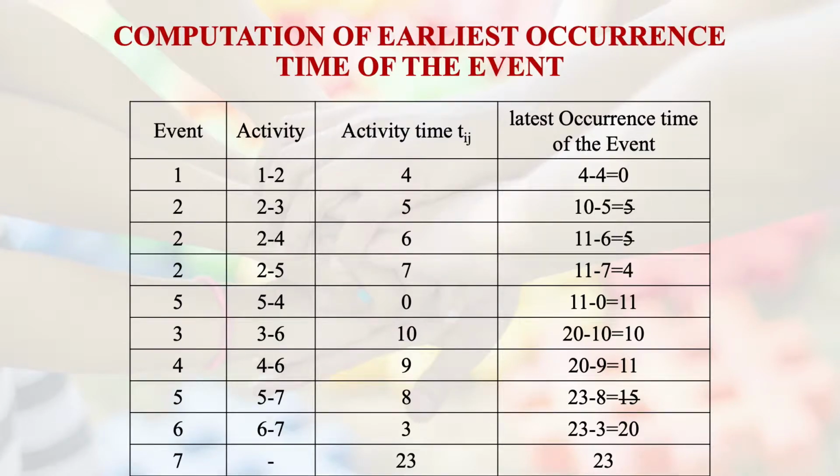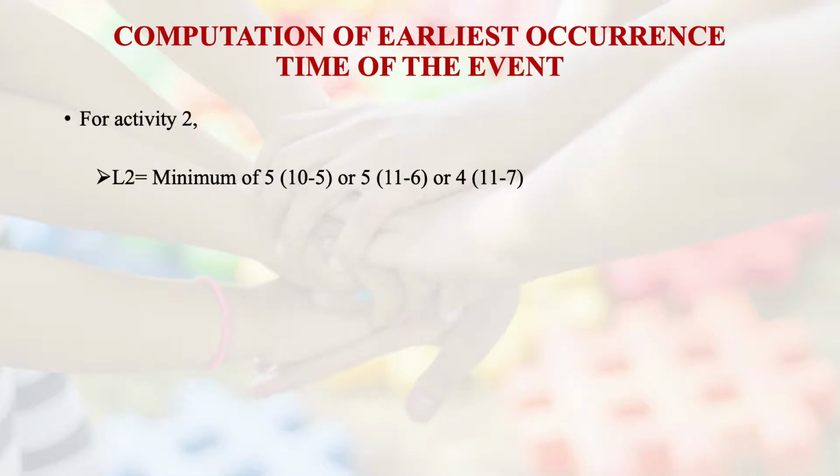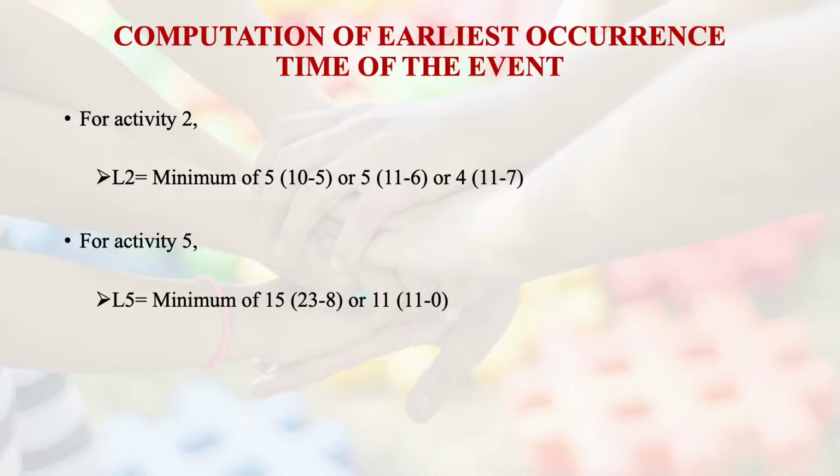And finally, for event 1, it's going to be 0. So this computation for activity 2, you can see minimum of 5, that is 10 minus 5, or 5, 11 minus 6, or 4, 11 minus 7. So 4 is being selected. Similarly, for activity 5, minimum of 15, 23 minus 8, or 11, 11 minus 0. So 11 is selected, and they become the occurrence time which has been recorded in the diagram duly. So you can see all those times which have been computed now have been recorded in the diagram.